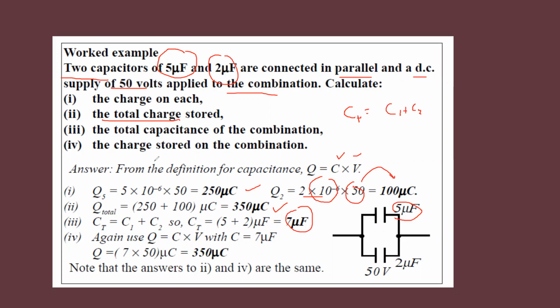Then the total charge stored on the combination. It's obvious because the total charge of the individual charge was 250 and 100. So total charge of the combination should also be same, but you can work out with the formula as well. You have the capacitance, which is 7 microfarad, and you have the voltage 50. When you multiply, you will get the same answer. So why the answer of 2 and 4 are same? Because the sum of individual charge is equal to total charge stored on the capacitor. Is this clear, the worked example?